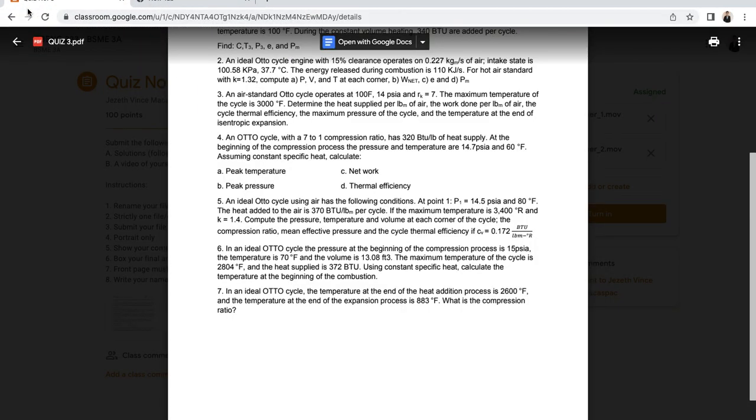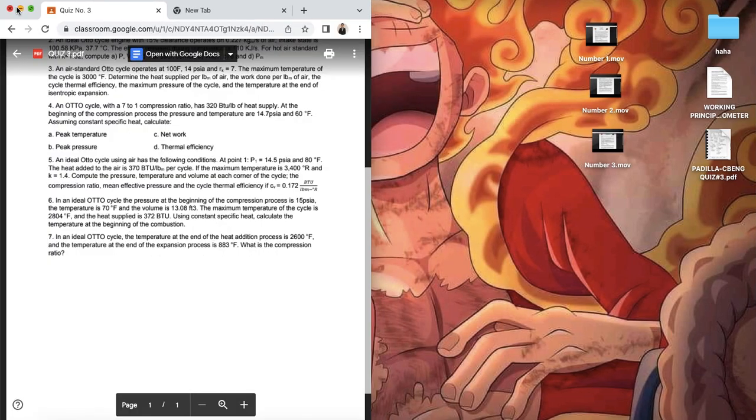For problem number 4, an Otto cycle with a 7 to 1 compression ratio has 320 BTU per pound of heat supplied. At the beginning of the compression process, the pressure and temperature are 14.7 psia and 60 degrees Fahrenheit. Assuming constant specific heat, calculate the peak temperature, peak pressure, net work, and thermal efficiency. So let's proceed to the solution.